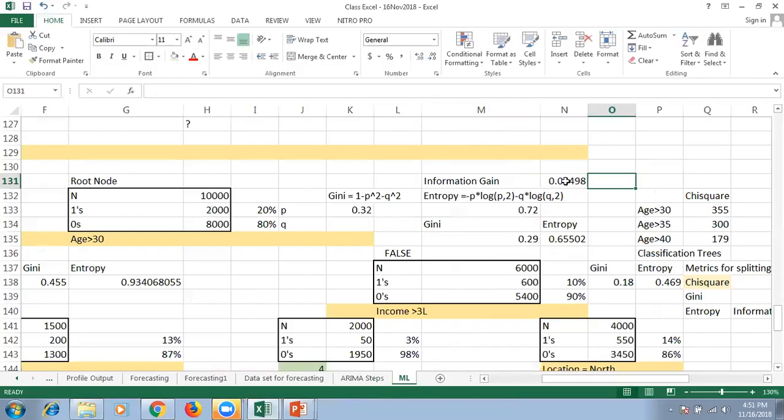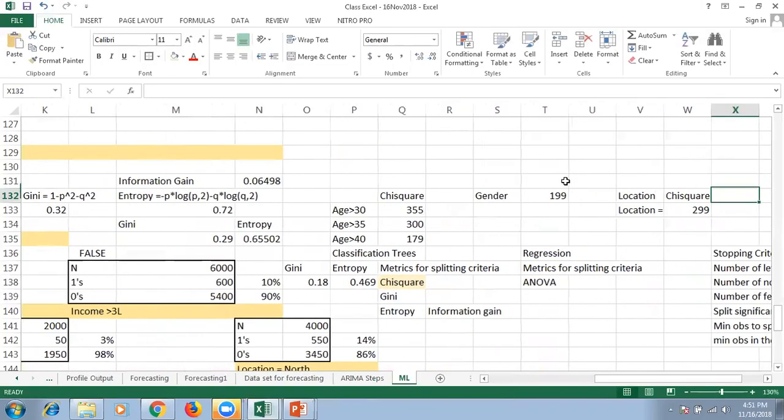Okay, so now you understand different types of splitting criteria can be chosen. Either chi-square can be chosen, or Gini, or entropy. Any of these three can be chosen as the best splitting criteria. Do you agree with me? Any questions on this? No questions?